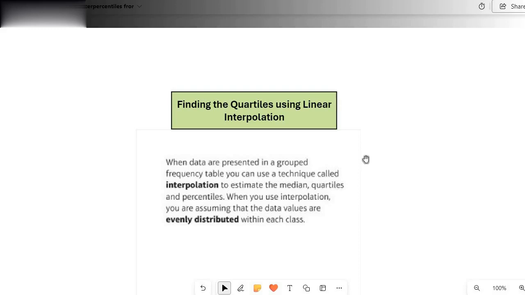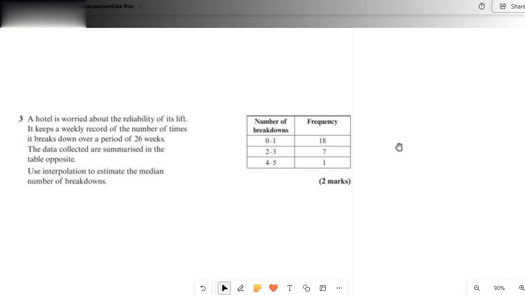In our last video, we learned about the quartiles and the interquartile range and how we can calculate them using discrete data values. Today, we will be expanding on that idea for continuous data. When data are presented in a grouped frequency table, you can use a technique called interpolation to estimate the median, quartiles, and percentiles. When you use interpolation, you are assuming that the data values are evenly distributed within each class. To demonstrate how interpolation works, let us do an example math.